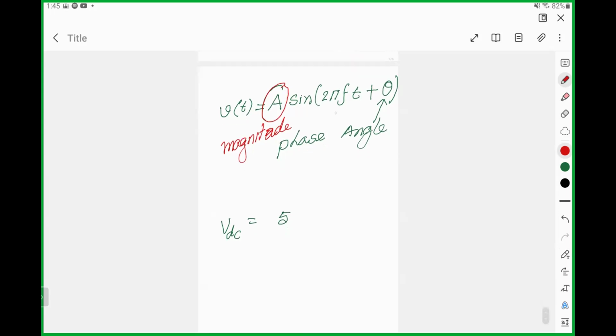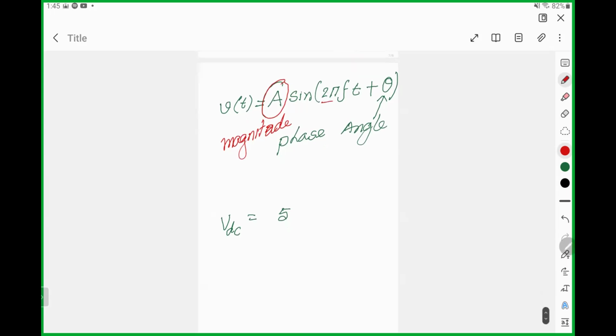Now what else? This one we have mentioned, this is constant. This has no effect on my sinusoidal signal. No change in the sinusoidal signal. This frequency, will it affect my sinusoidal signal? If the frequency changes, will it change the sinusoidal signal? How does it look?